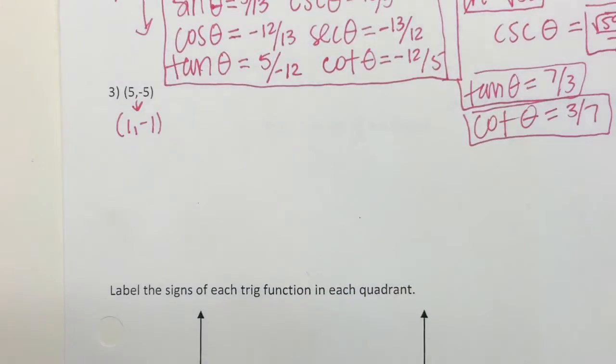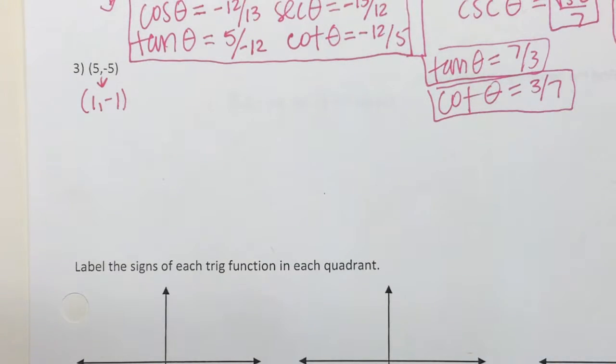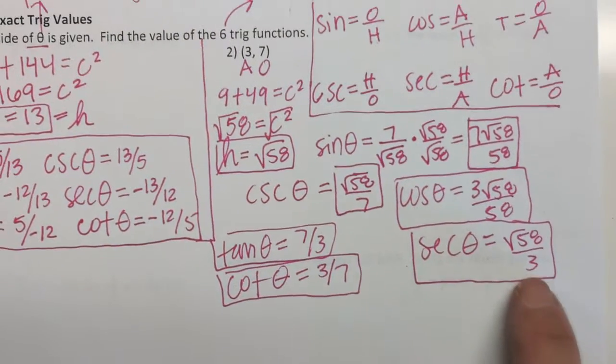But go ahead and find all the 6 trig functions for number 3 on your own. Let me know if you need some help. What was the secant for the last one? Square root of 58 over 3. I'll leave it up there.